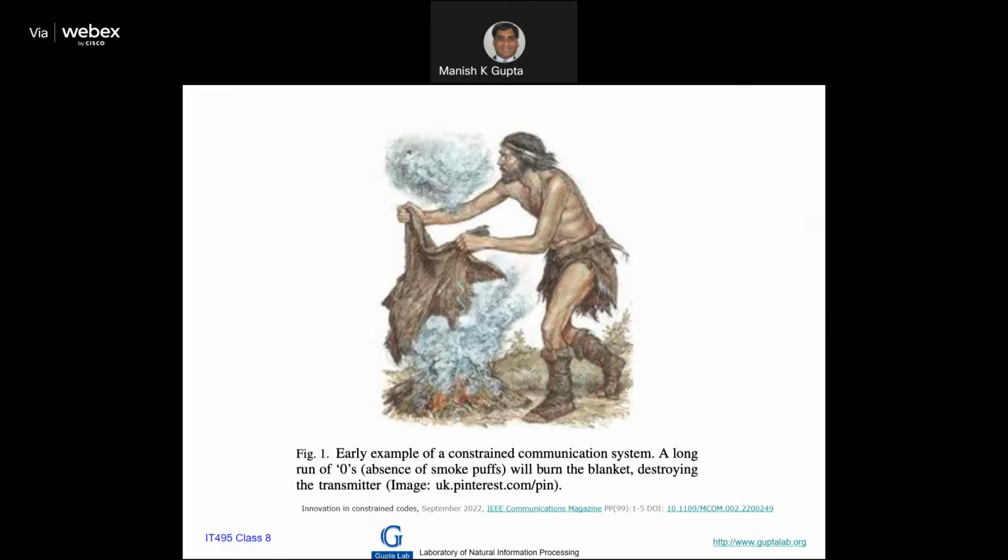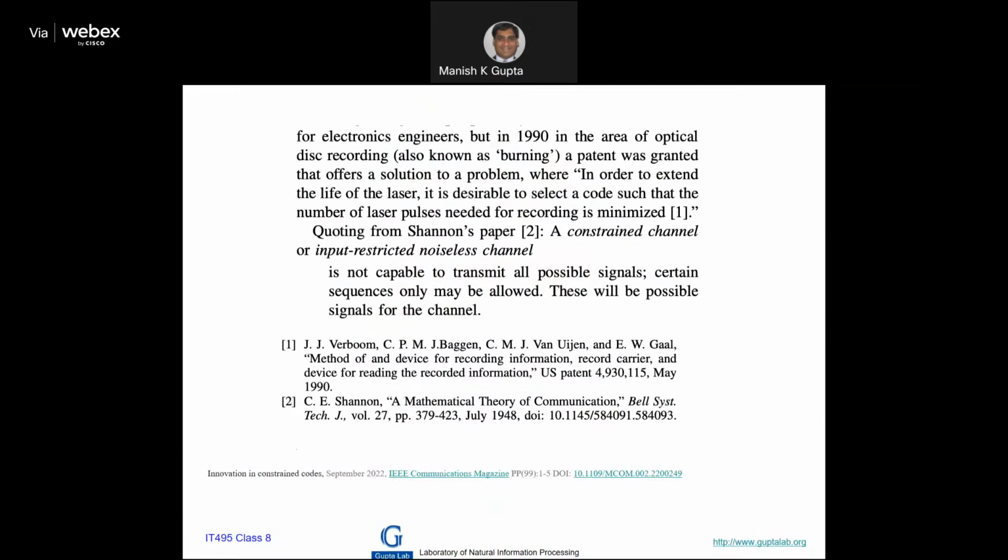So basically, how do we correct errors in this kind of scenario? Still we are having those binary strings, but now there are certain constraints. What kind of constraints are there?